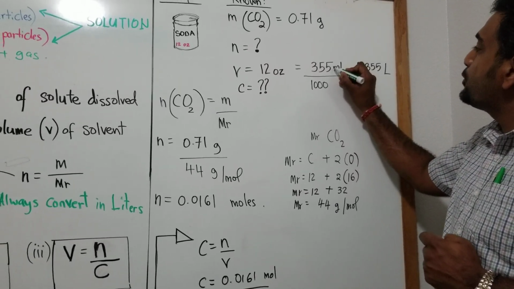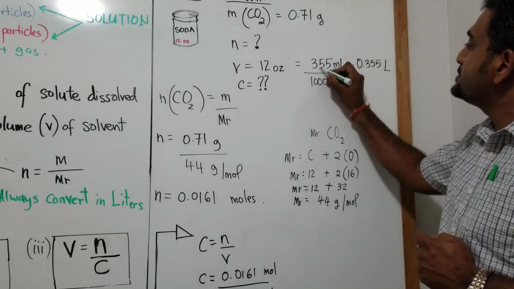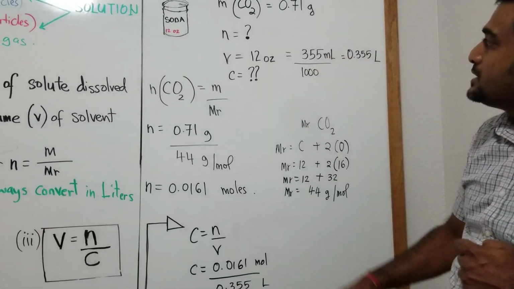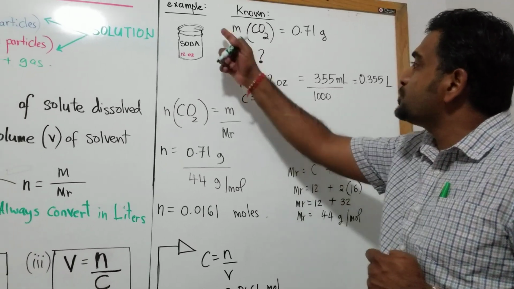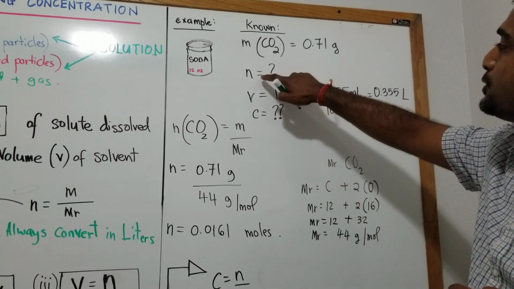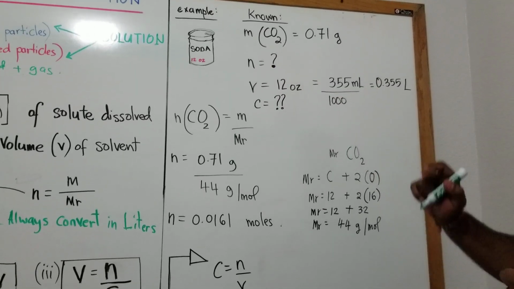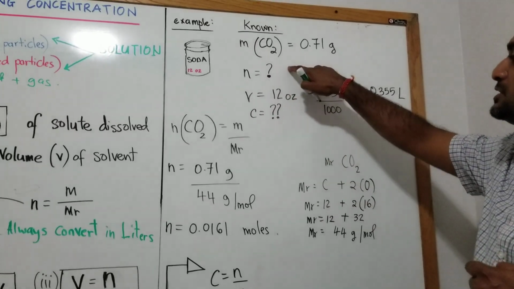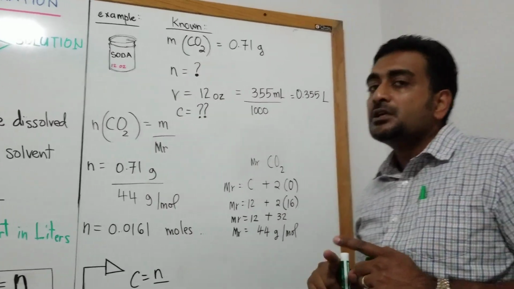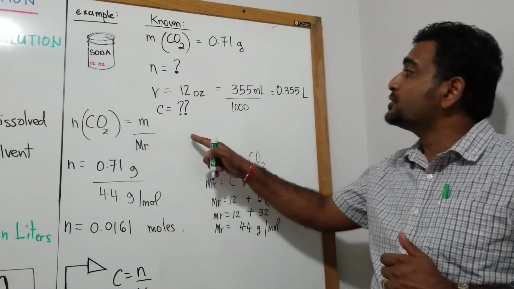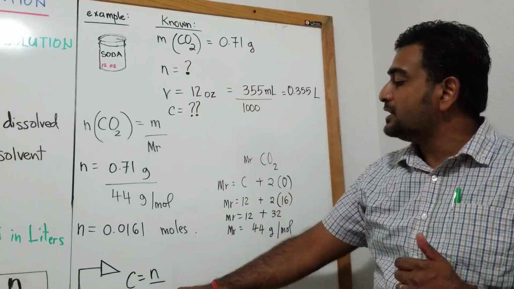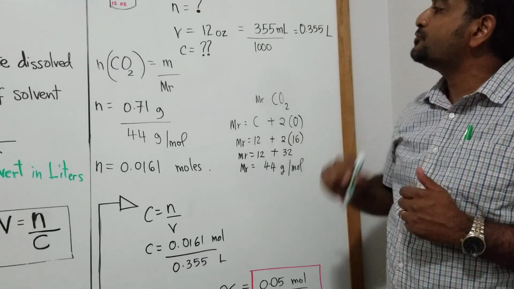Moving the decimal point to the left 3 times, 1, 2, 3, I end up with 0.355 liters. Now the question was to calculate concentration, but before we calculate concentration, it's very important that we know the number of moles. If the number of moles is given in the question, you don't have to carry out these steps to calculate the number of moles. But if the number of moles is not given in the question, it is very important to go one step beyond before calculating the concentration to calculate the number of moles.